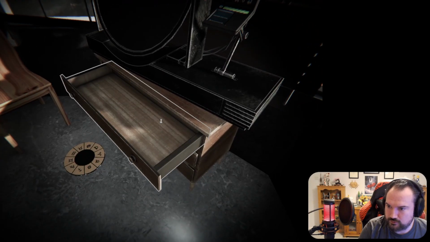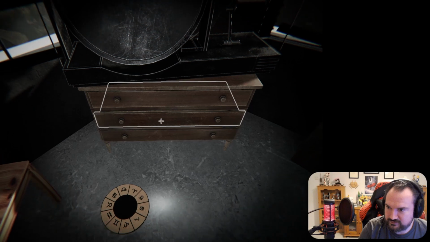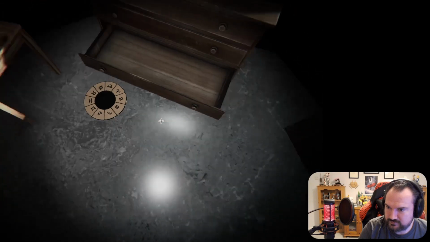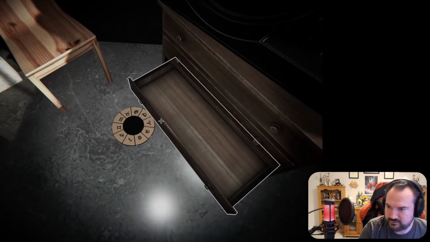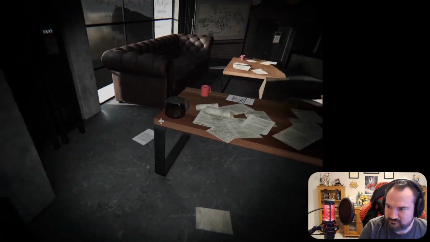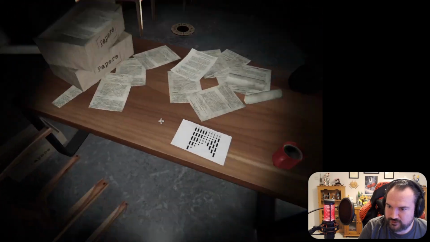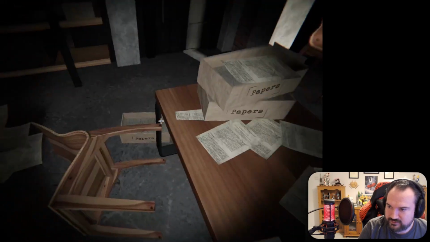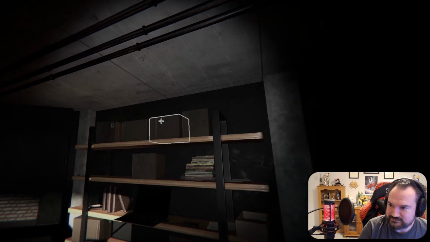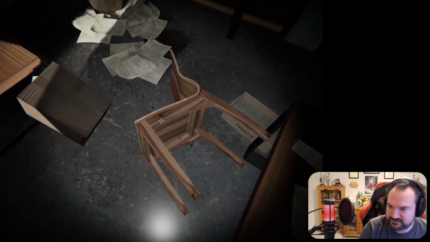Oh, we got a drawer. A drawer with nothing in it. We've got 2 cups of coffee here. Right, we've got the Morse code cipher.